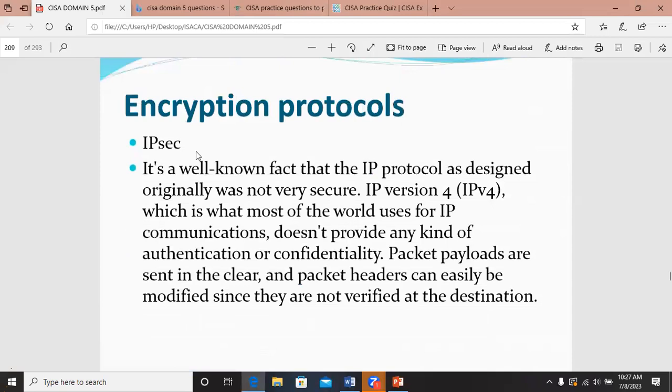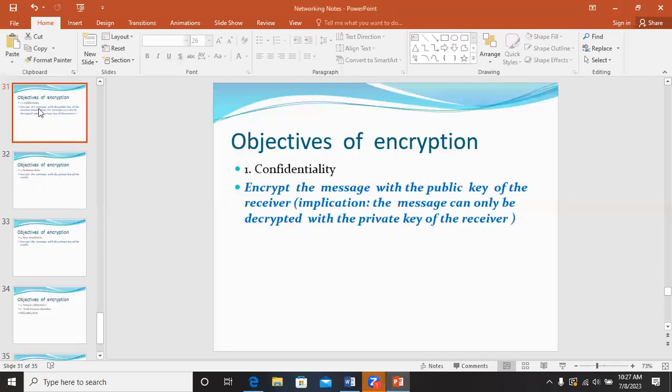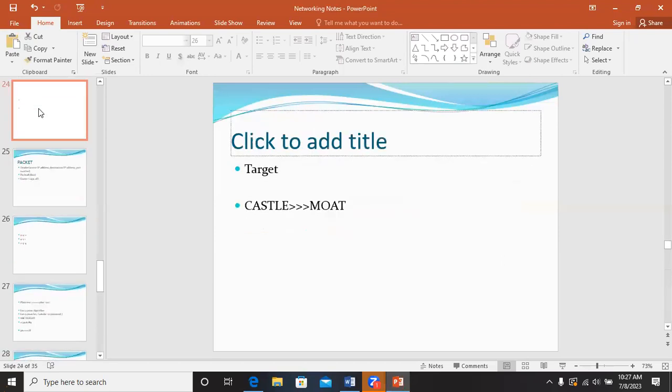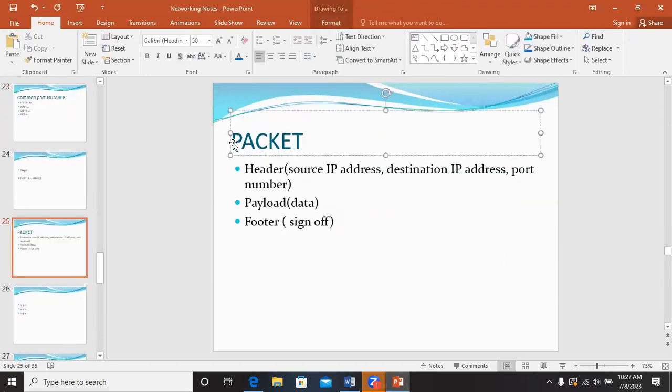Then we have encryption protocols, protocols that they normally use to encrypt in a network environment, like IPsec. We talked about packets the other time. The full name is actually IP packets, the real name. IP is Internet Protocol packets.